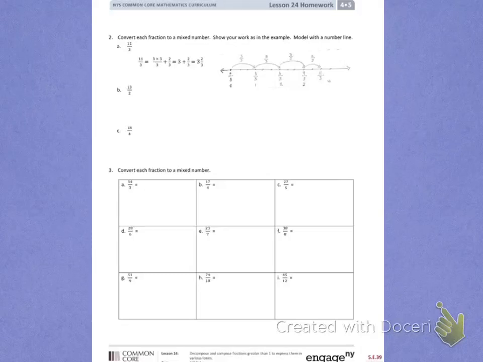Grade 4, Module 5, Lesson 24, Homework, page 2. Problem number 2. Convert each fraction to a mixed number. Show your work as in the example. Model with a number line.